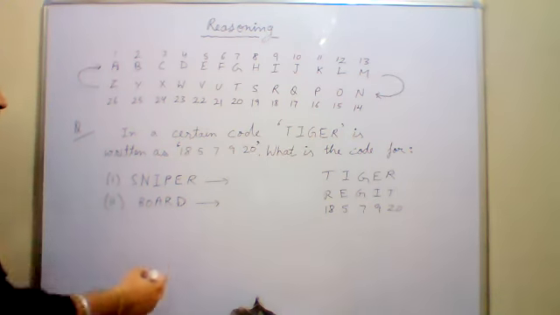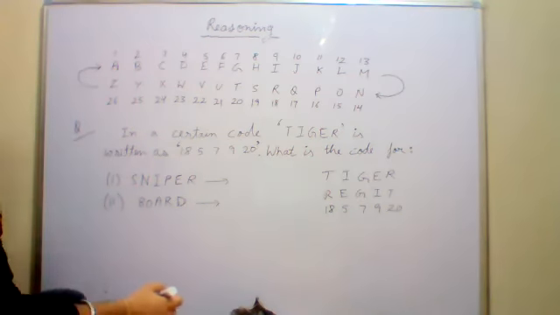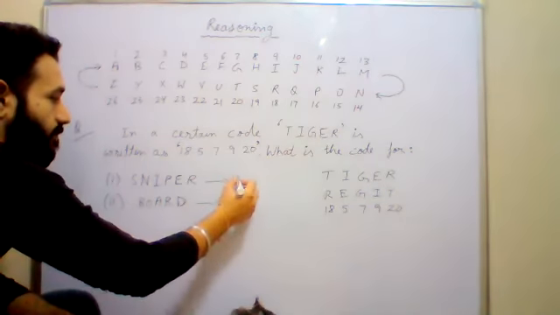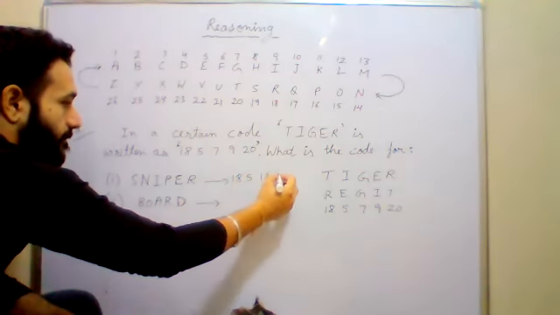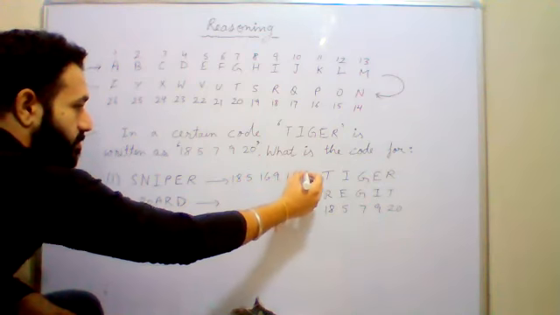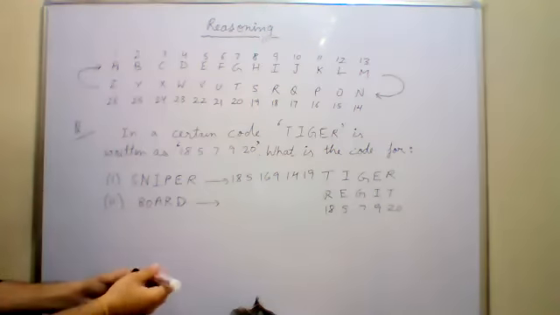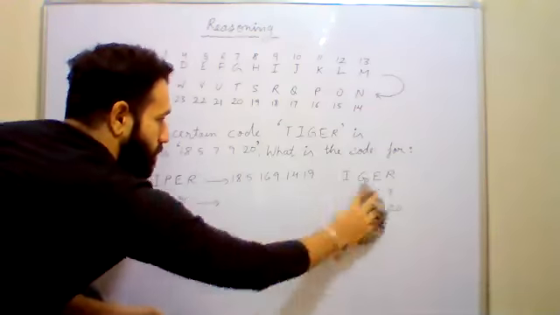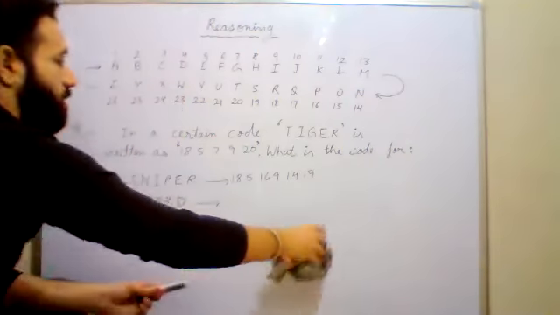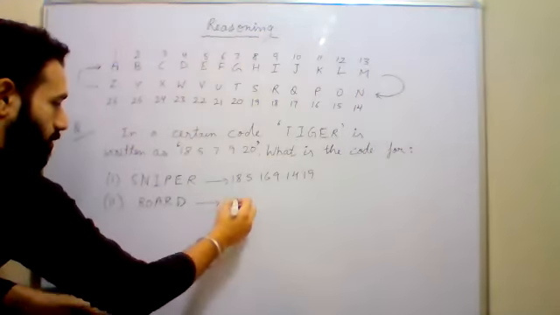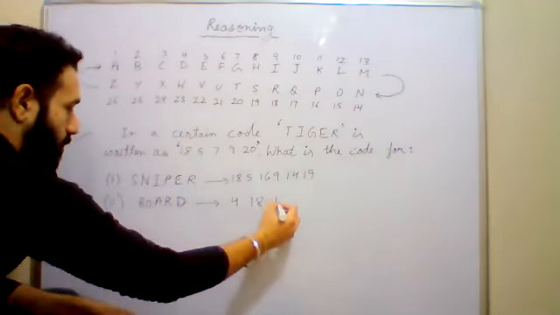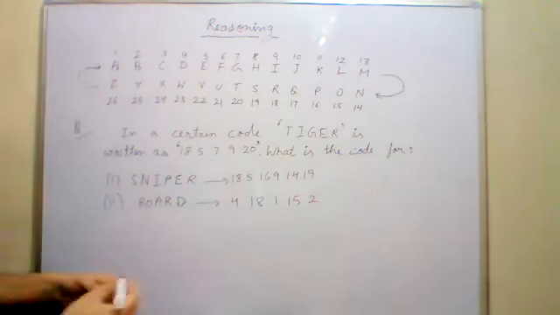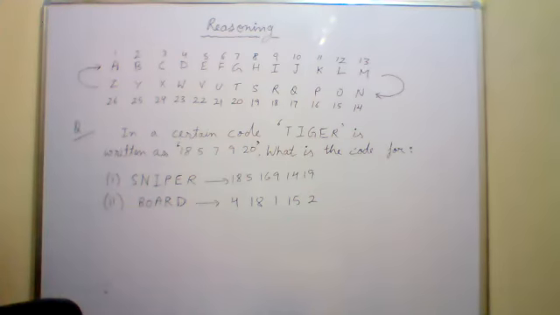So, what is the code for sniper? So 18, 5, 16, 9, 14, 19. This is the sniper. And now you tell me what is the code for board? It is 4, 18, 1, 15, 2. This is the code for board. Okay.